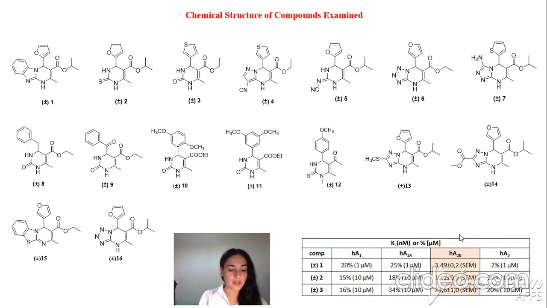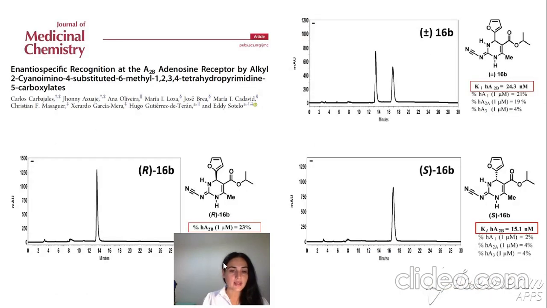Here I'm showing the molecules under investigation, and the affinity of some of them is known, as we can see in the table. The research group that synthesized the molecules has recently published a work on enantiospecific recognition, and the molecule object of the work, shown here, has a receptor affinity of 24.3 nanomolar in racemic form. By liquid chromatography, the single enantiomers were isolated, and the biological evaluation showed that only the S enantiomer possesses the activity.